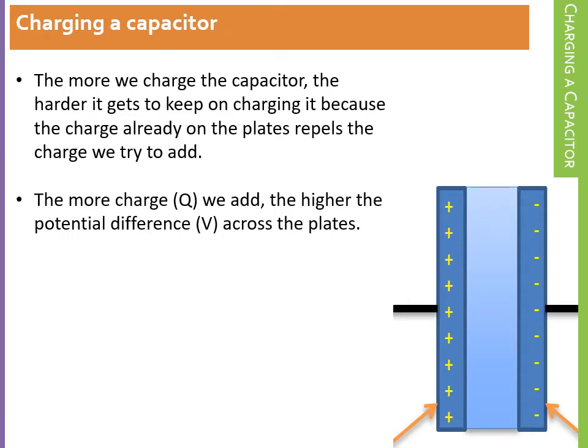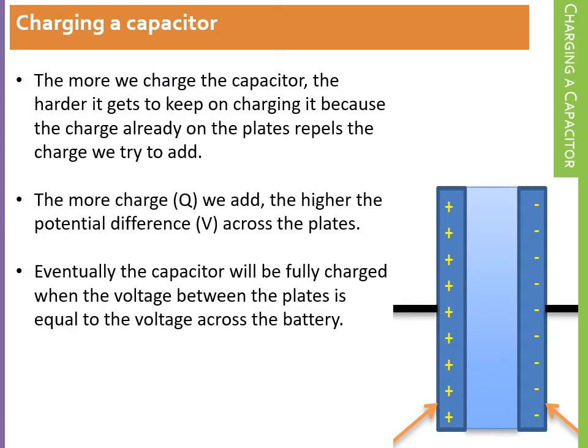The more charge we add, the higher the potential difference across the plate. So potential difference develops because of the opposite charges from each other, and they cannot flow through the dielectric medium. So that's why the potential difference gets developed.